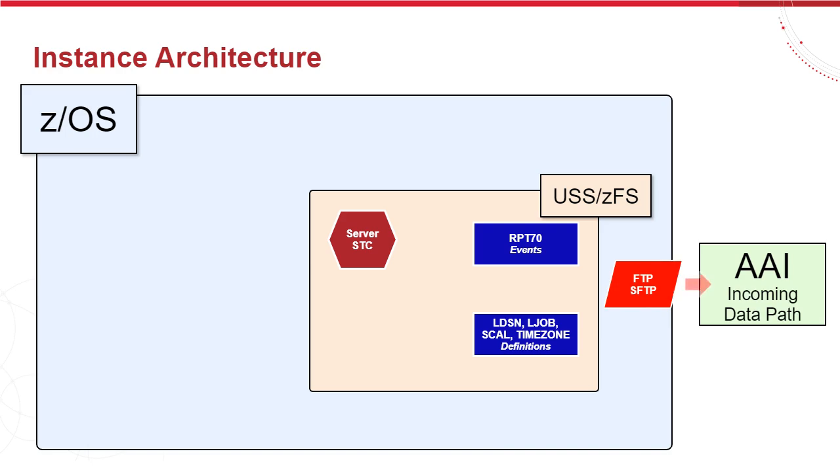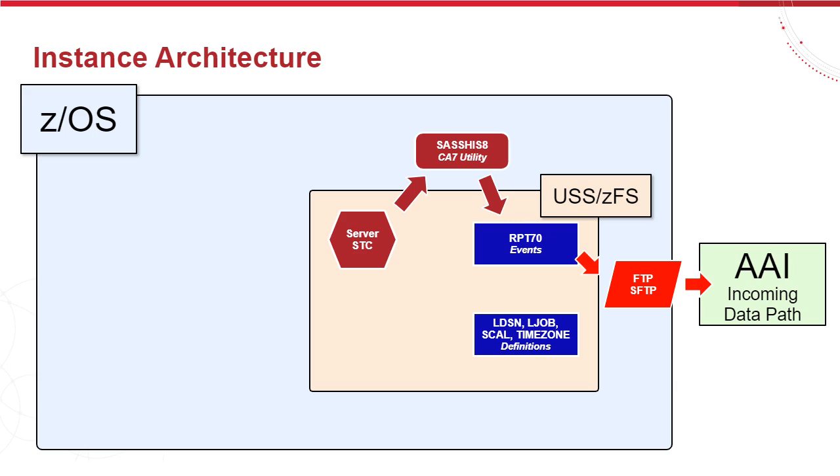At each polling cycle, say 30 seconds, the server STC generates a file called RPT70, with the date and timestamps appended to its name. The CA7-8 utility does this. The data is acquired from CA7's logs to build a file RPT70, which contains events. RPT70 is generated directly in a directory, which we set during instance configuration in the ZFS mounted at IPL. RPT70 is then sent to AAI via FTP or SFTP.